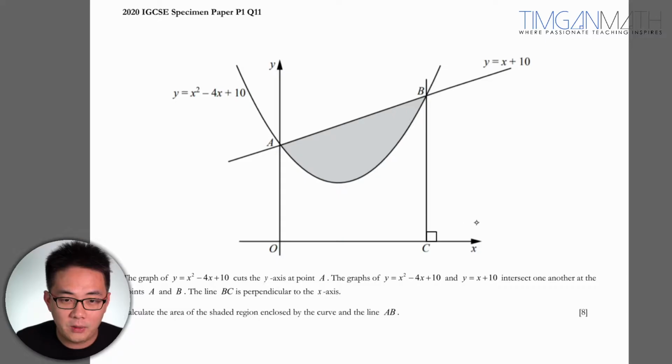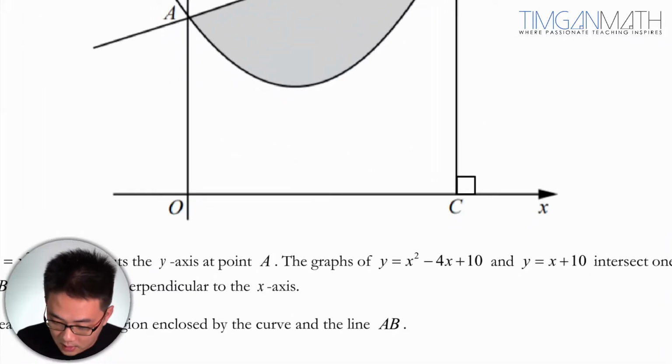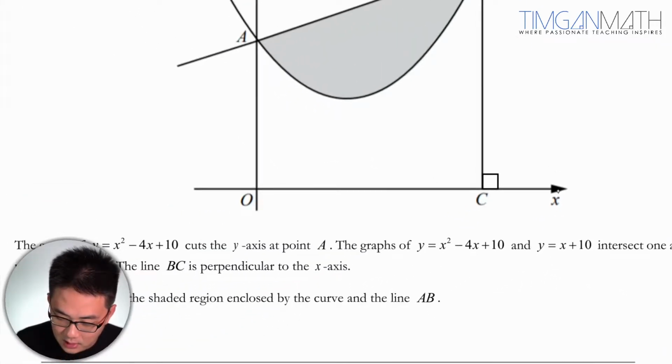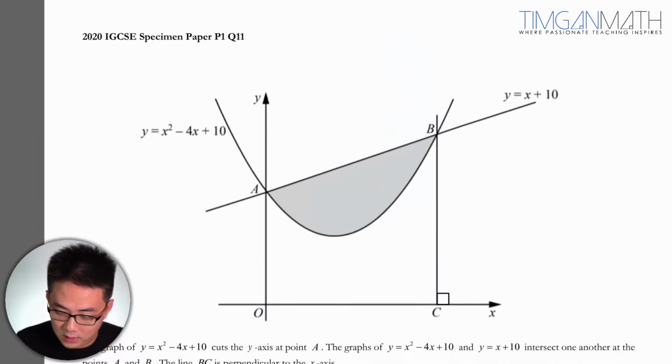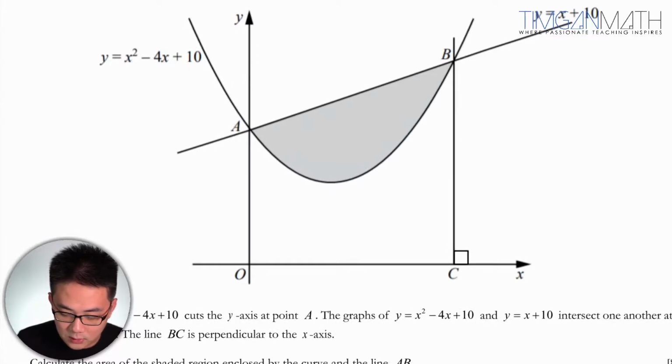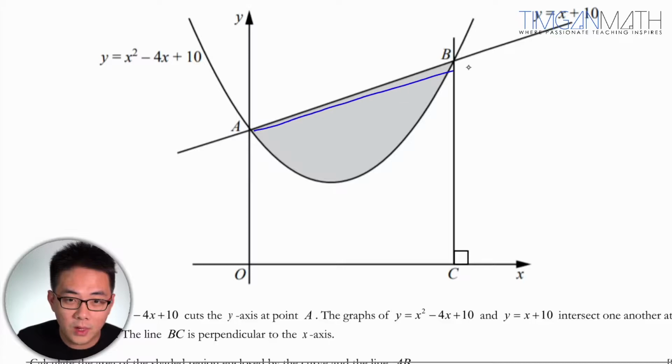BC is perpendicular to the x-axis. So in other words, BC is actually parallel to the y-axis. Okay, that's pretty okay. Calculate the shaded region. The first thing is to know that you have two equations, one line and this curve.